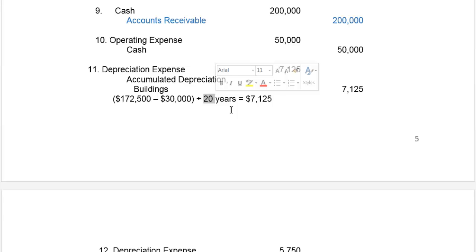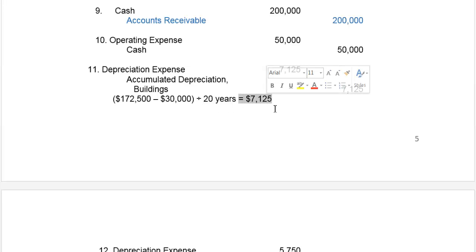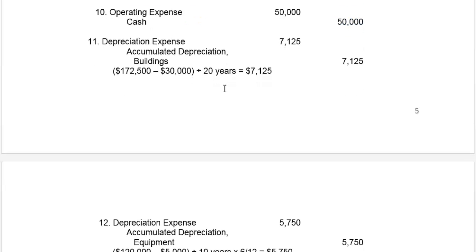Now you might say, well, cost is 172.5 less 30,000, so we already know our cost. Yes, but you have to allocate it over the period that you expect to use that asset to help you generate that revenue, and the question will give that to you. In our case, it's 20 years. So we get 71.25. Now that's a cost of doing business, so we're going to debit depreciation expense, and unlike any other expense, it's increasing. When it increases, we increase it on the left, and left means debit.